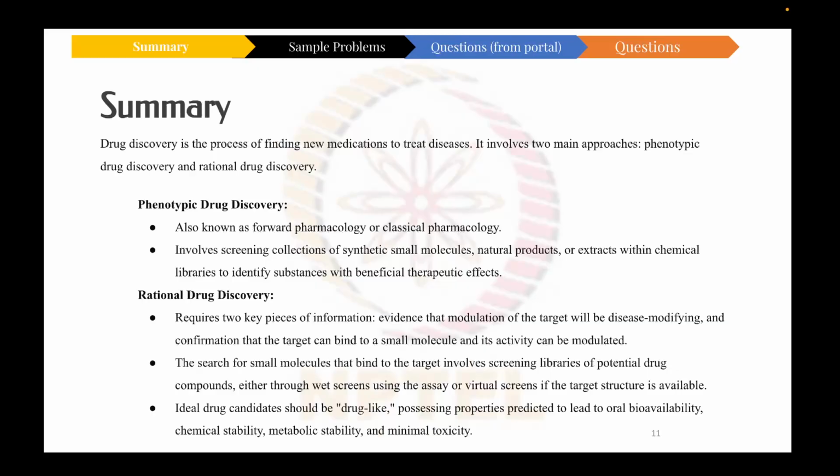So the ideal drug candidate should be drug like, possessing properties predicted to lead to oral availability, chemical stability, metabolic stability, and minimal toxicity. Various methods exist to estimate drug likeness and predict drug metabolism, but drug design still relies on the element of luck and bounded rationality due to the complexity of optimizing multiple drug properties simultaneously.